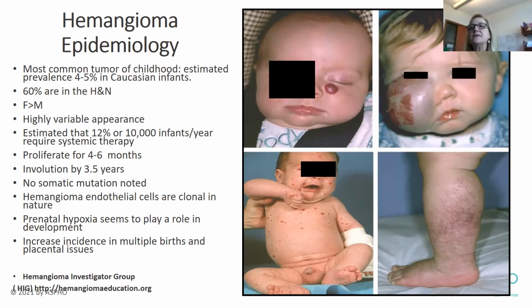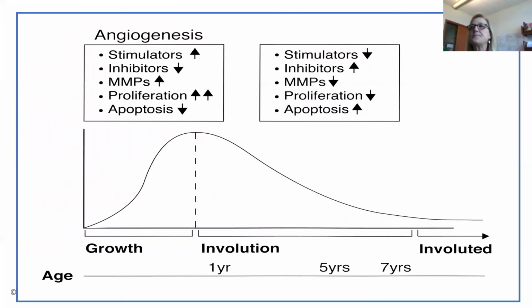Hemangioma endothelial cells are clonal in nature, and we believe that the etiology of them is because of prenatal hypoxia. And this is secondary to a lot of information that has come out that if there are issues with the placenta, there's an increased risk for hemangiomas. They're also increased in multiple births.